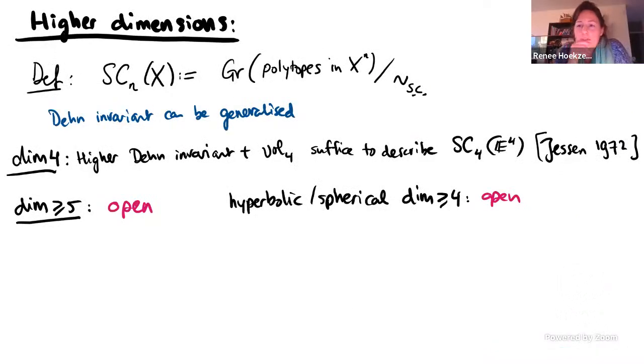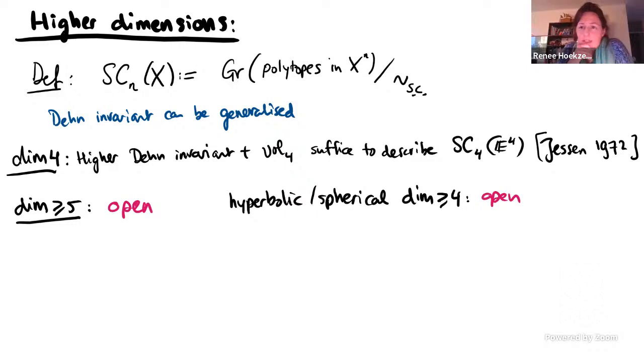So now, of course, we want to ask the question in general dimension. I can define SC_n(X) to be the Grothendieck group of polytopes in X^n, where X is maybe the reals or a hyperbolic space, up to scissors congruence. And in this setting, I can generalize the Dehn invariant to higher dimensional Dehn invariants.